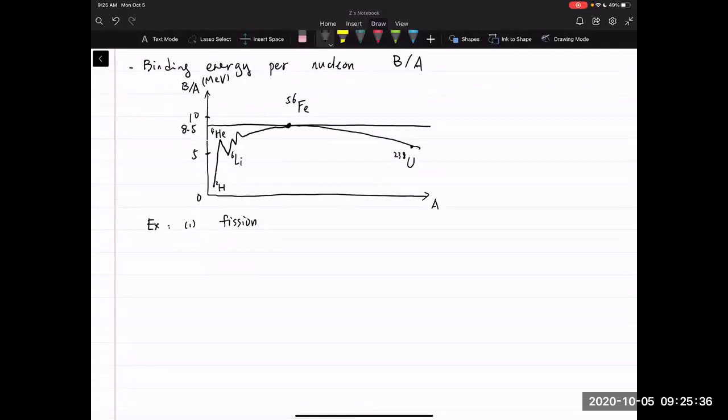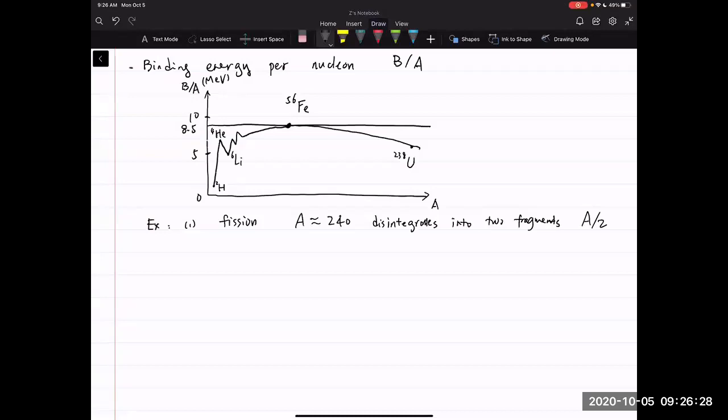If you start with this uranium, and A is 238, let's say roughly 240. Let's take 240 as an example. And if this nucleus disintegrates into 2 fragments, and to make things easier, let's say each of them has a mass of A/2. It's just half and half. Then we can estimate, based on this rough curve, how much energy is released from this process.